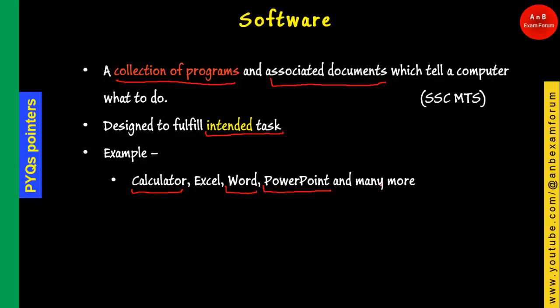So the very basic definition of software is it is a collection of programs and the associated documents which tell a computer what to do. Okay.